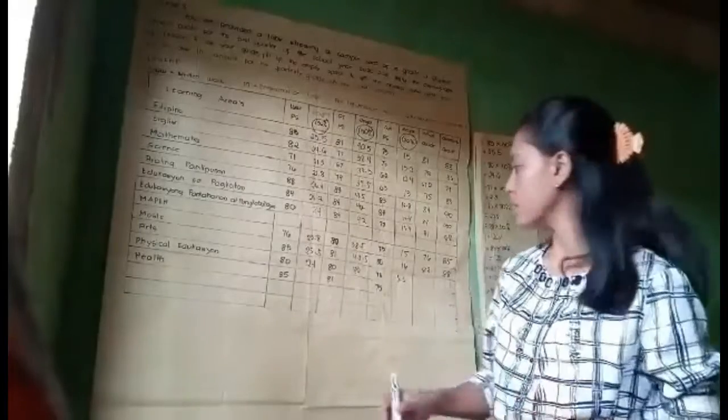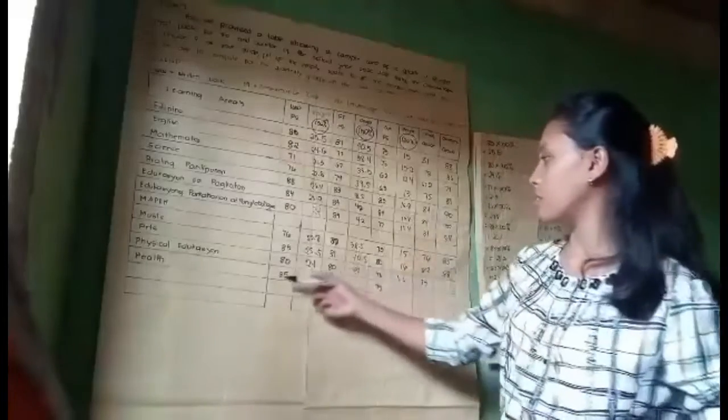So the total is 79.6. So the initial grade of physical education is 79. So the transmutation of 79 is 86.